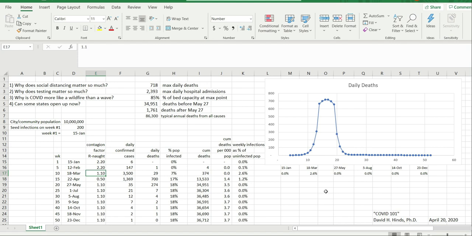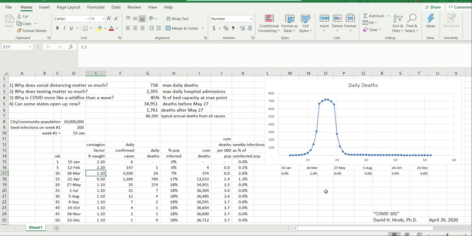Now, when you social distance, what happens is the R naught goes down. So if you normally are going to infect, say, two people during your one week of being contagious, when you social distance, you're not in contact with so many people.